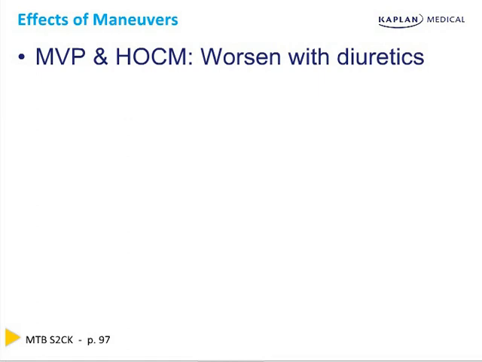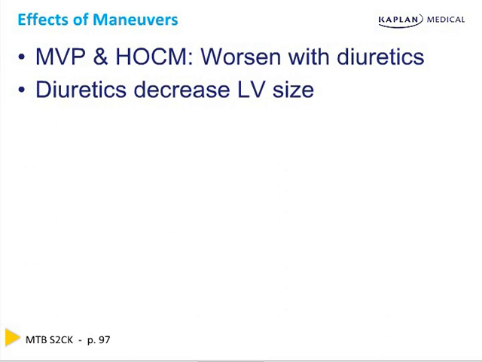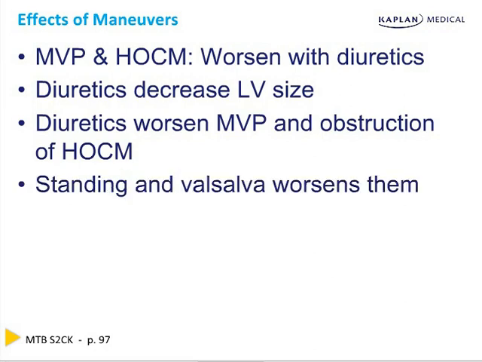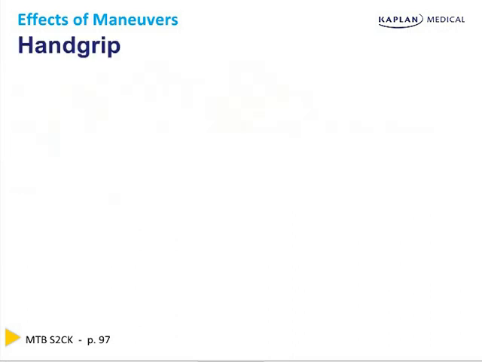That's why mitral valve prolapse and HOCM worsen with diuretics, because diuretics will make the left ventricular size smaller. That's why diuretics worsen mitral valve prolapse and worsen the obstruction of HOCM, and standing and Valsalva will worsen them.